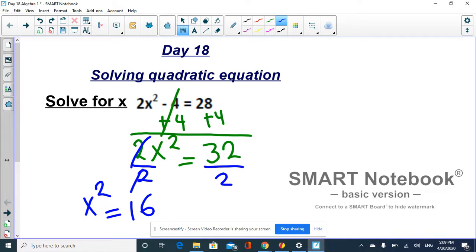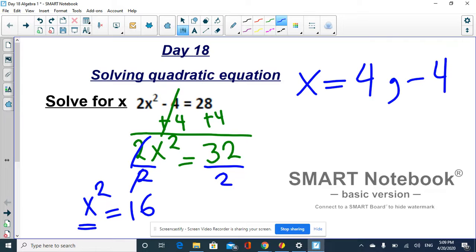If x squared equals 16, what is the value of x? This time we want to find the square root of the right side and the left side. The square root of x squared is x, because x times x, x squared. What is the square root of 16? What is the number if you multiply by itself give you 16? Yes, that's 4. And negative 4.